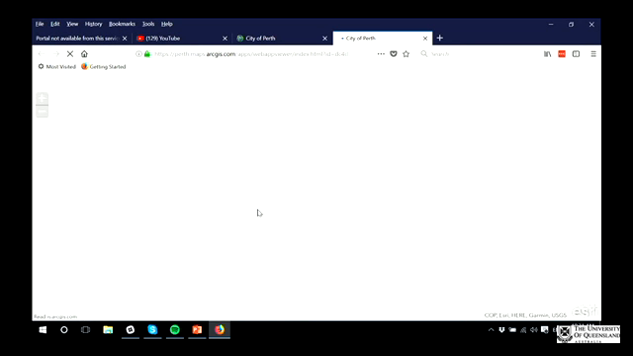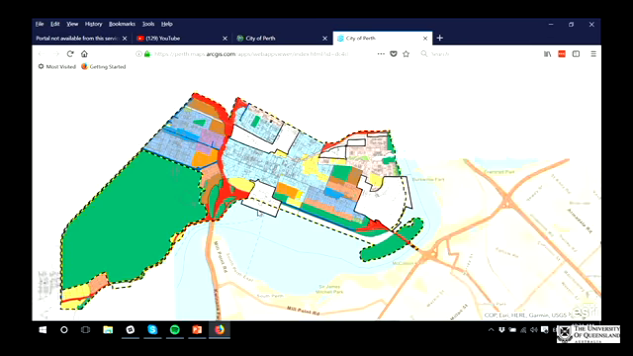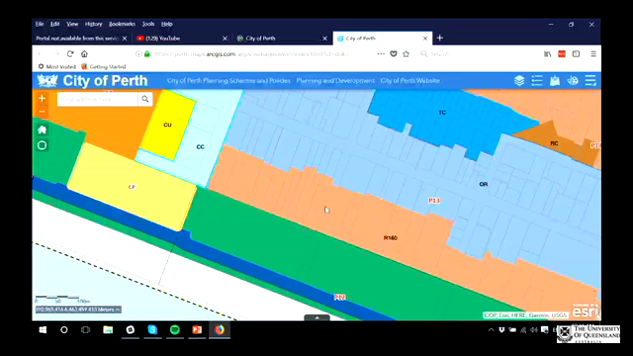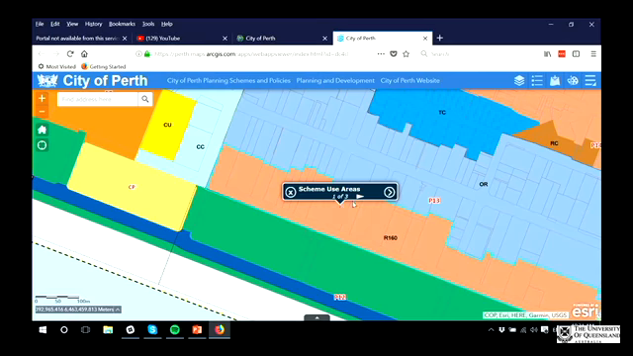It's a bit slow, but essentially it's an interactive map. It's got the city of Perth, and you can query that map. Underlying this is a bunch of GIS layers. We can zoom in a bit. You can query individual parcels. These outlines are the locations of property parcels, and you can click on those, and it'll give you a whole lot of information about that parcel.